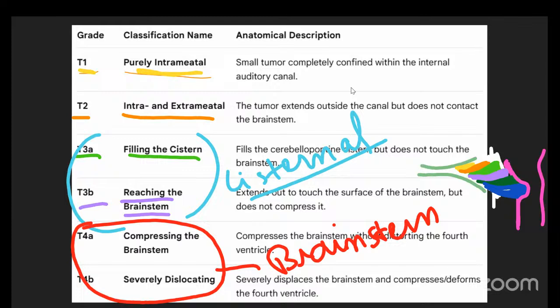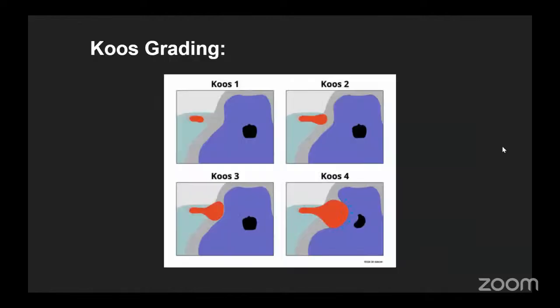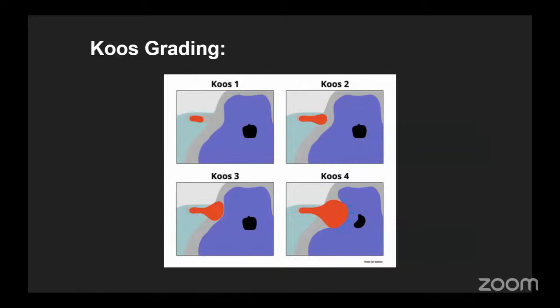Yes, ma'am. Okay, let's move to the next image that you all saw yesterday. I'm not going to go over this again to save time. This is Koos grading. It's also similar. The concept is similar, the grading is different. You can see that there are 4 grades here instead of 6. The only difference is Koos 3 is roughly, if you can see, this is the cisternal component, right? Koos 3 is roughly Hanover T3, but Hanover T3 was divided in A and B. Koos 3 is not divided in A and B, but you can see that it is more or less cisternal.